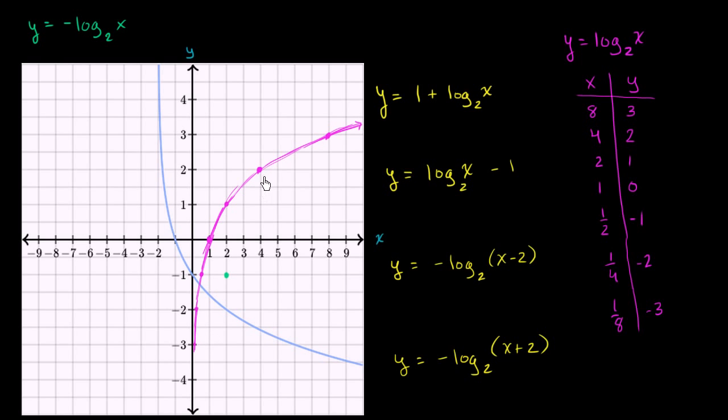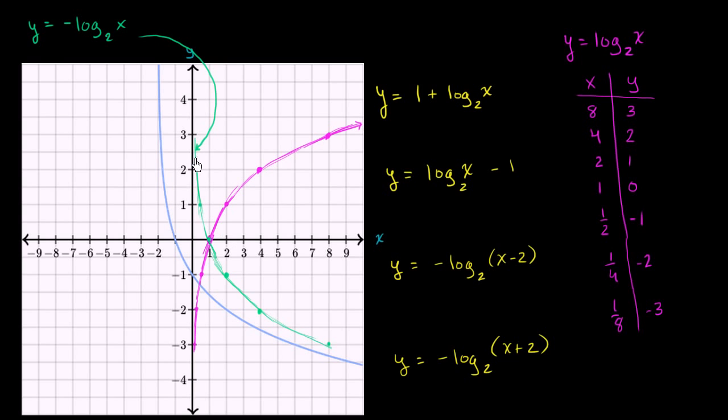So we're going to go there. We're going to go there. We're going to go there. And then this is going to go through that point right over here. And then let's see, instead of at 1/2, it's going to be like this. So y equals negative log base 2 of x is going to look something like this. Let me see if I can draw it neatly. So it's going to look something like this. So we're getting close to the blue graph. So that's y equals negative log base 2 of x.